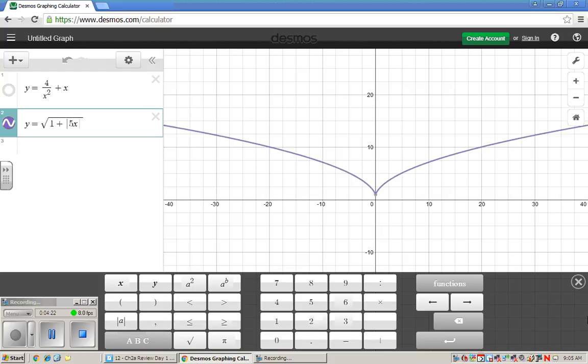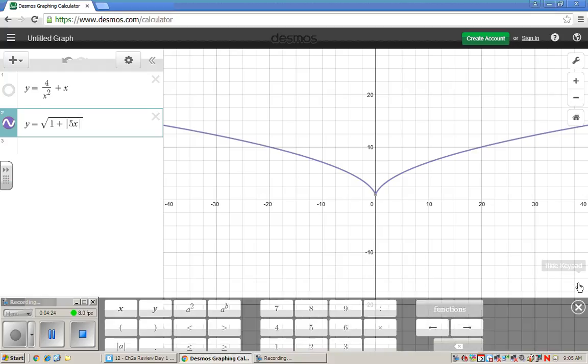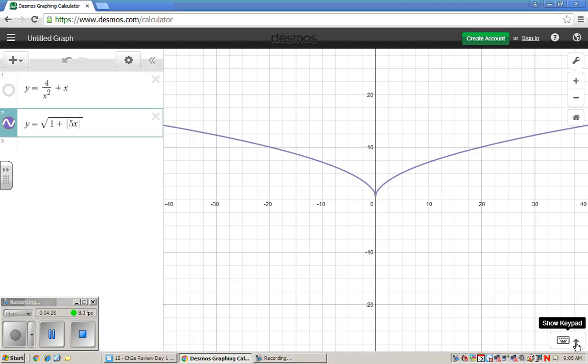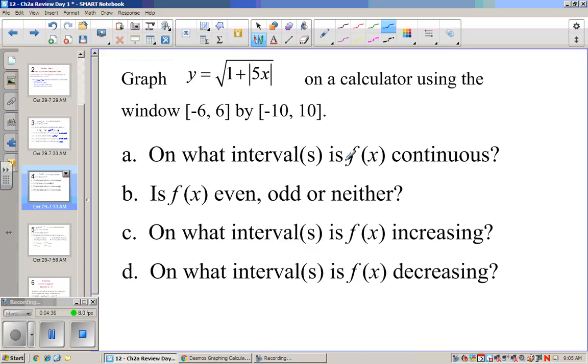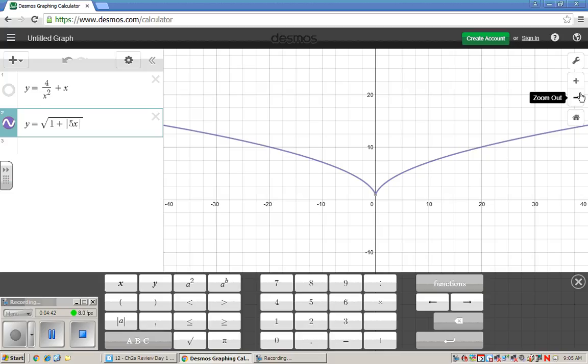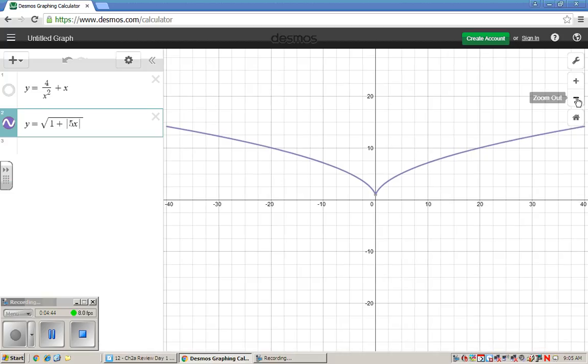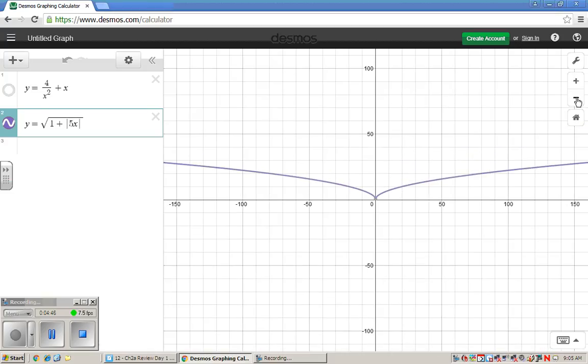I want to point out at this time that I can hit an X here and hide the keypad, and anytime I want it back, I can click here and it comes right back. All right, and here's our graph, and this definitely looks like it might be even, but first let's see the first question. It asks if it's continuous, and we want to know if it's even, odd, or neither. For continuity, it certainly looks continuous all the time. I can zoom out and see, oh yeah, this thing goes on forever.